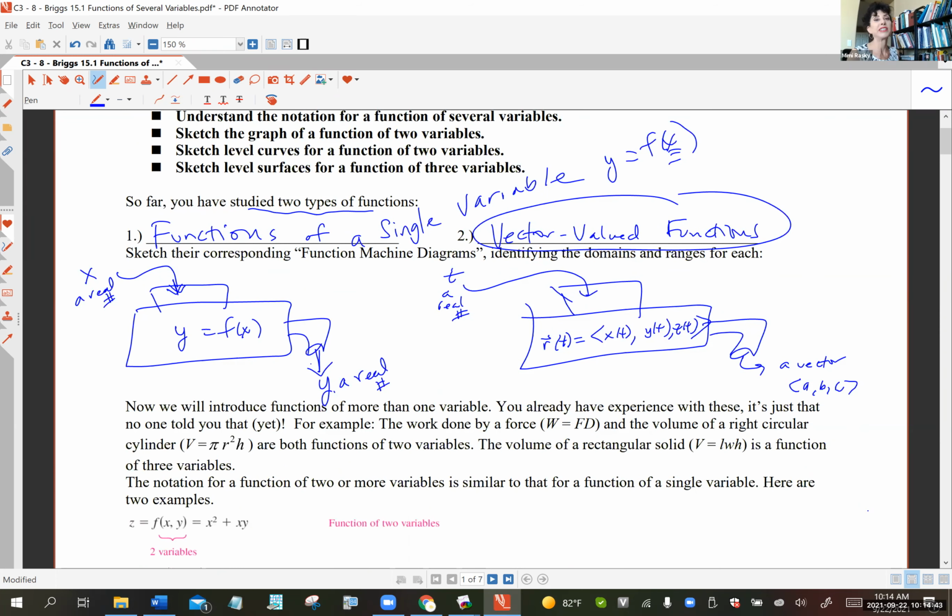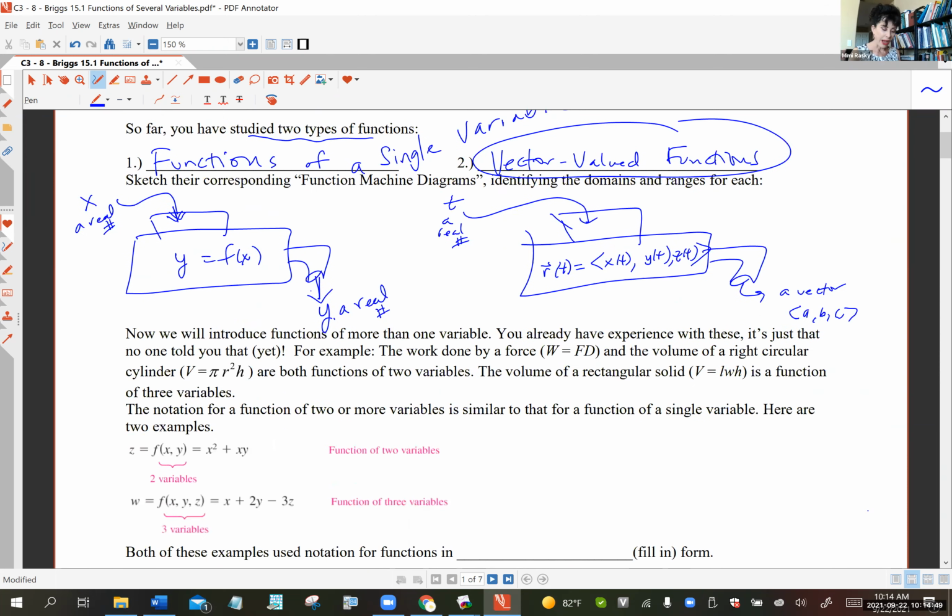Okay, so we're going to introduce functions of more than one variable now. So we're going to see a different kind of function machine soon. But before we do, let's go through some notation for it. All right. I claim you already know functions of more than one variable. You've already done work with it, even though nobody told you that. Really? Yeah. So the good news is that it's kind of review.